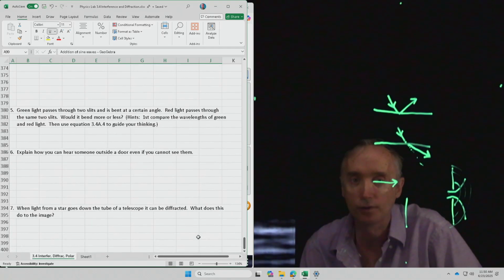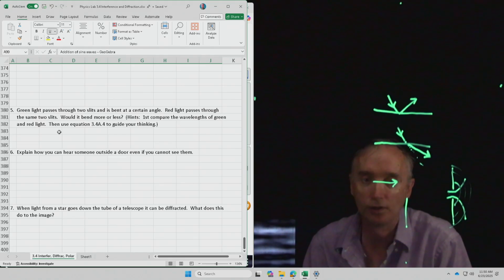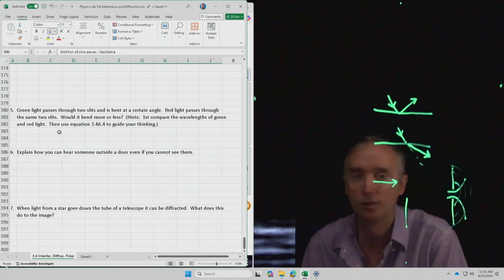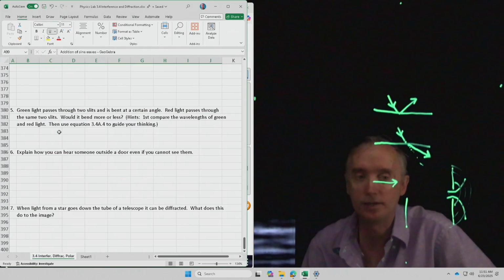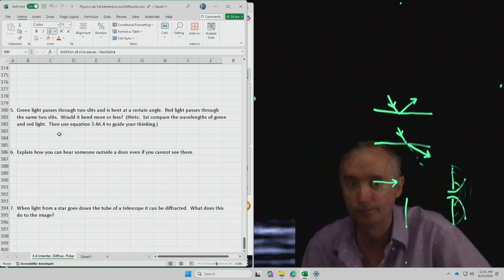Let's go back down here. Green and then red. You need to look up on the internet the wavelength of green and the wavelength of red. One of them is bigger than the other one. And so based on that, you should be able to figure out which one's going to have the larger angle.